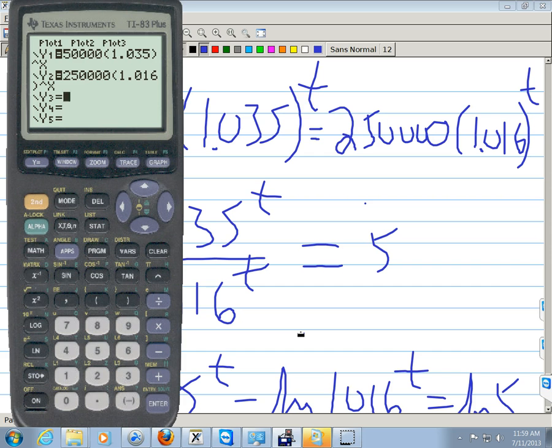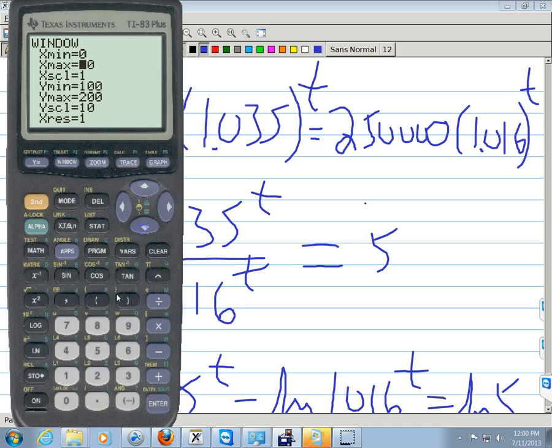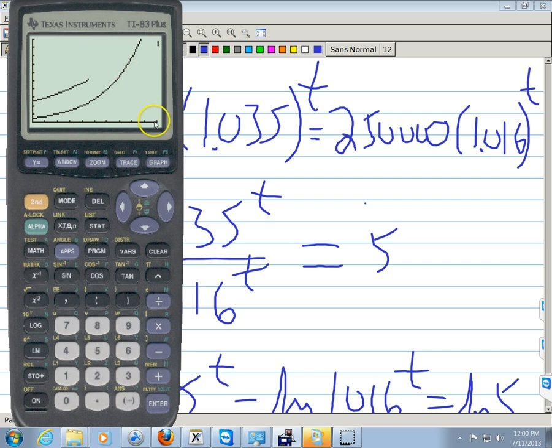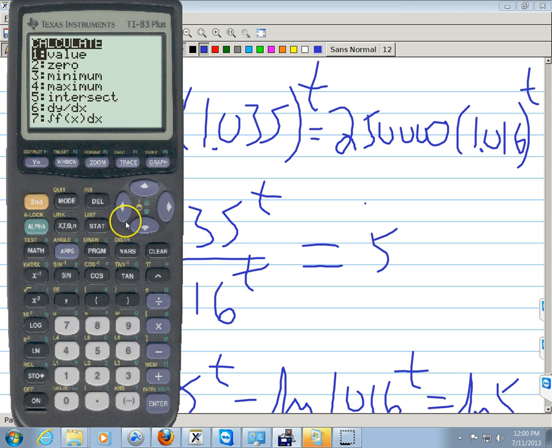And they're saying that they meet in under 100 years and it's under 1 million people, right? So how about we say 0 to 100 years, scale of 10, and 0 to 1 million people, scale of 100,000. See what that looks like. All right, so here's the 1.035 one that starts with 50,000. Here's the one that starts with 250,000. And they intersect somewhere before 100 years and somewhere before 1 million people, right? Ugh. It's darn close. So second trace, intersect.